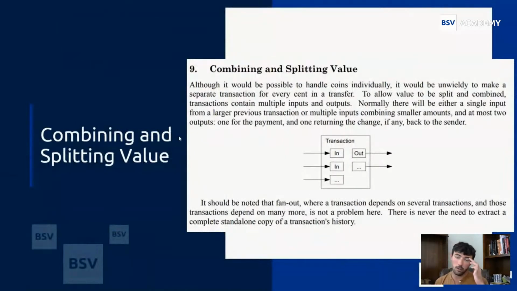So that's really a big benefit of the way that the UTXO model works, is that one transaction can have an arbitrarily large amount of inputs and outputs. I hope that answered that question.